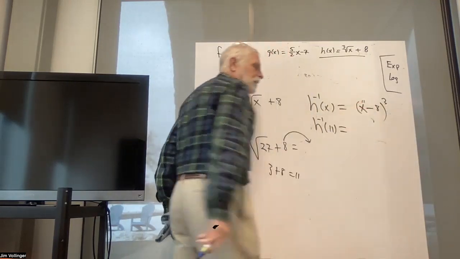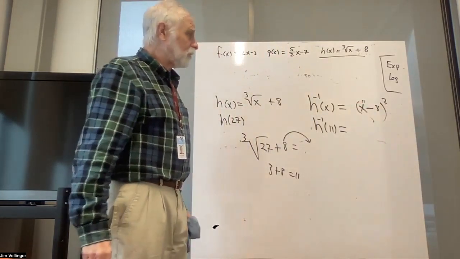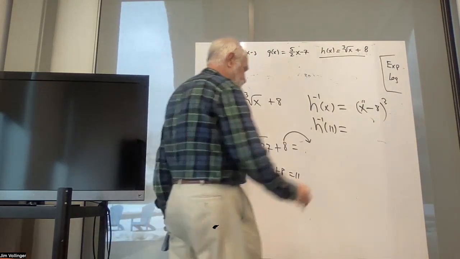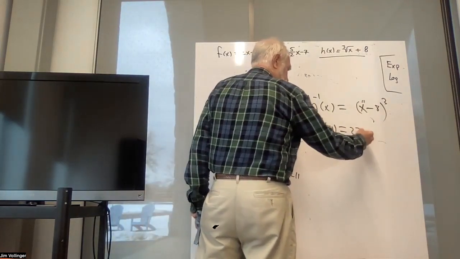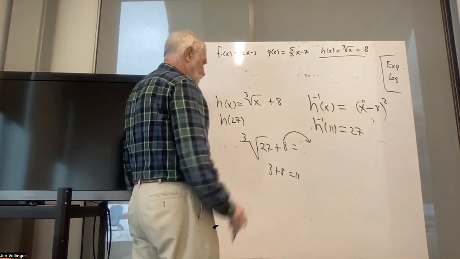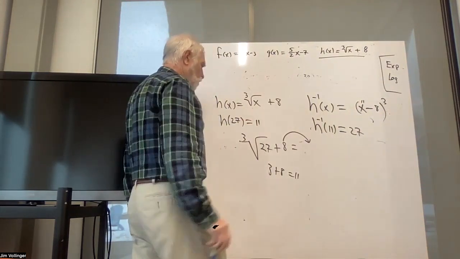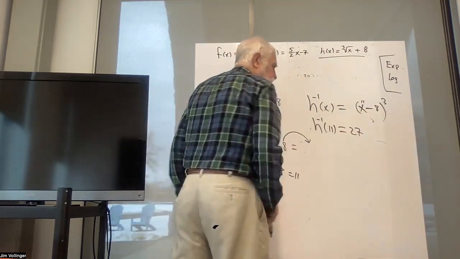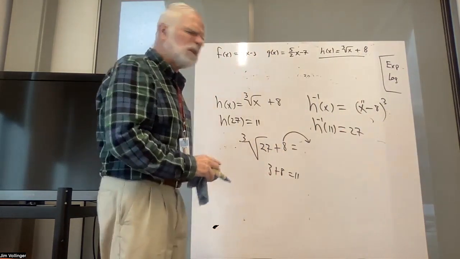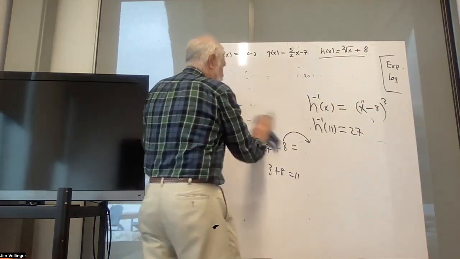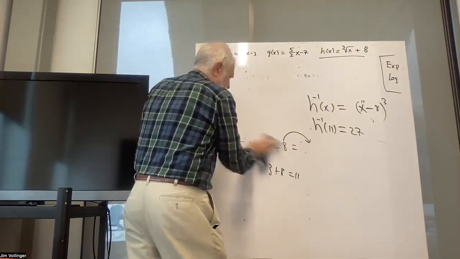Let's put the 11 in. 11 minus 8 is 3. 3 cubed is 27. Over here, 27 got us 11. Over here, 11 gets us 27. I think we're good. Now let's move into new terrain.